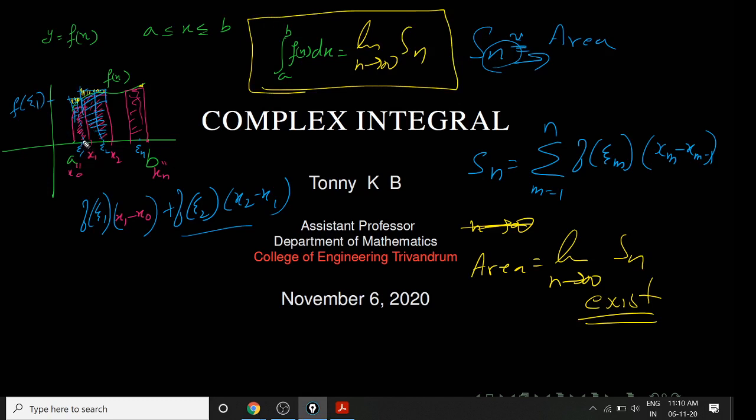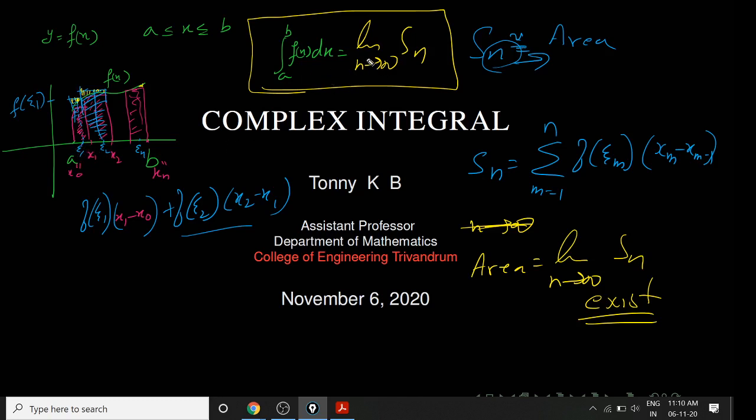psi1 is at any point between x0 and x1. In some textbooks, psi1 may be x0, psi2 is x1, etc., psi n is x n minus 1, like that. It's not a matter. psi1 is at any point in this interval.